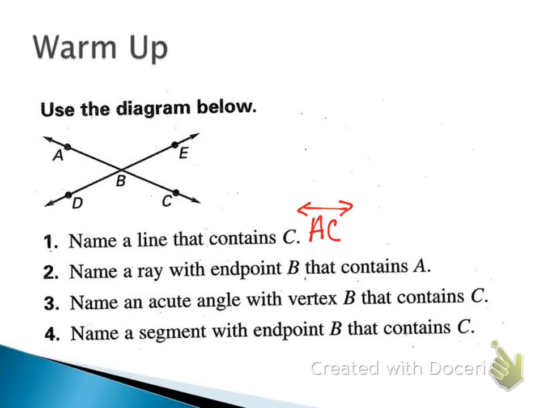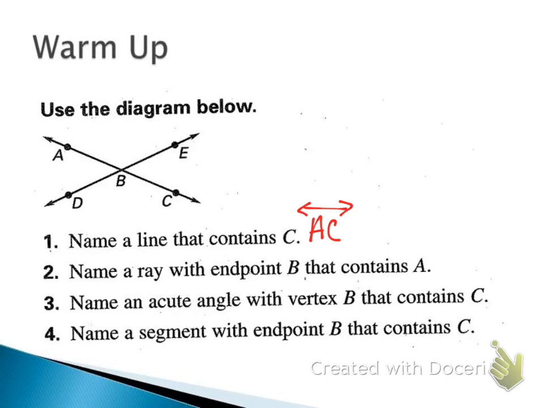We cannot. That's a good point. A line we only name with 2 points. Good question. All right, number 2, a ray with endpoint B that contains point A. We only have one option here.